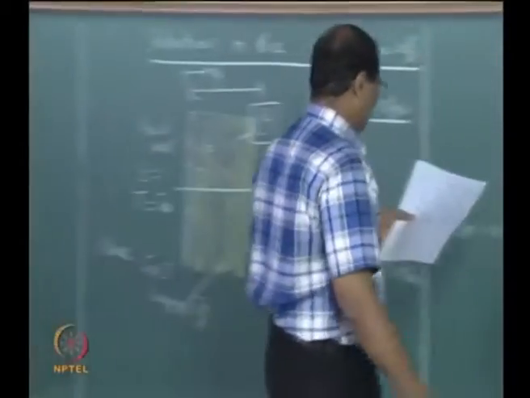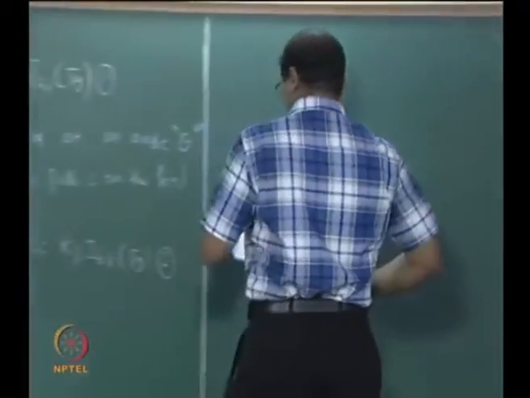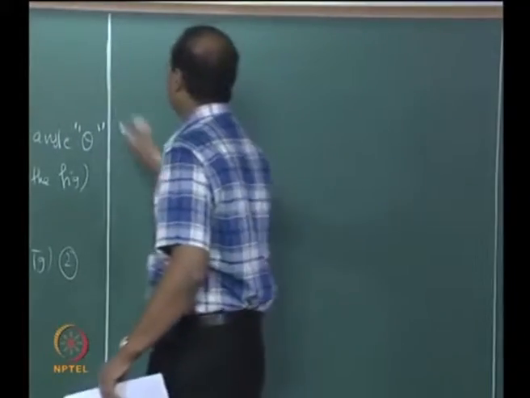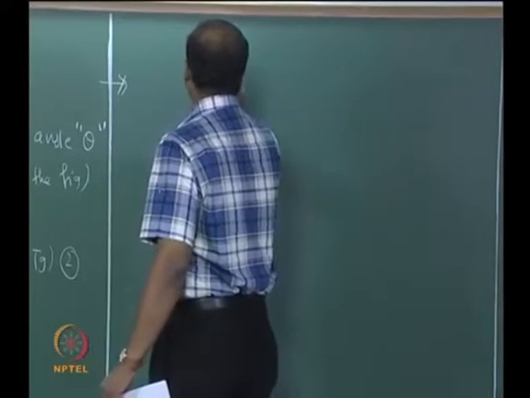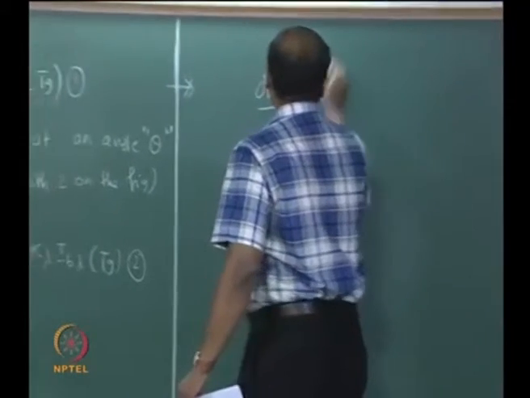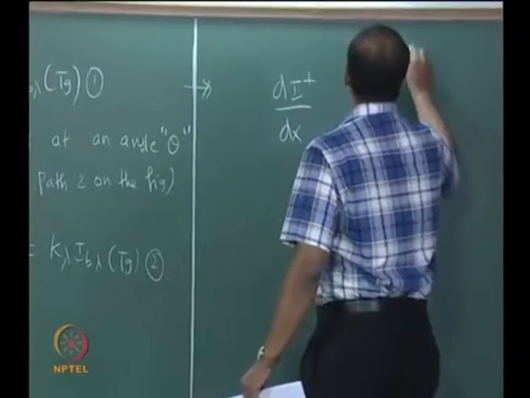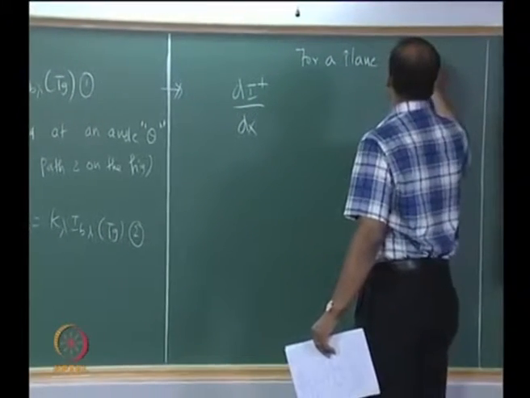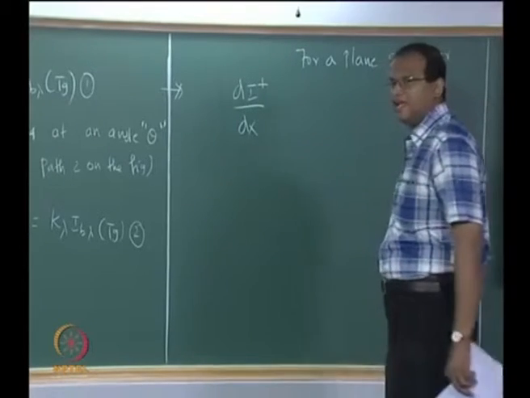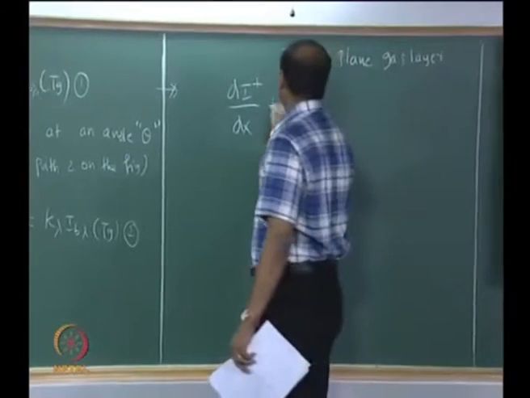So let us consider an area element. Now let us simplify this. Let us say that dI for a plane gas layer, dI plus dx.